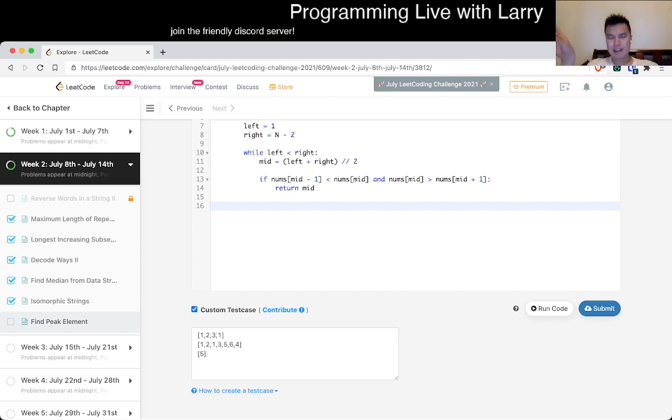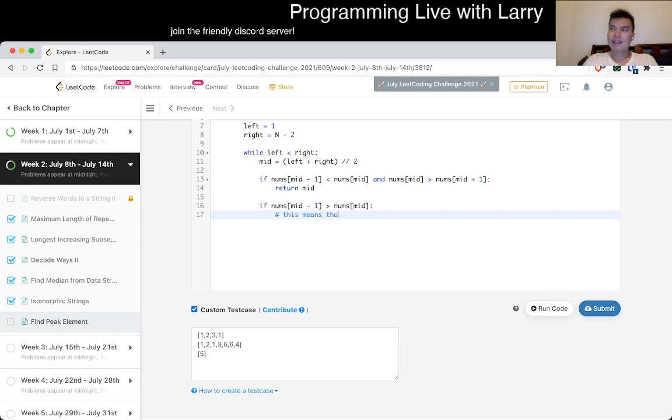Okay, so now we know that that's mid. And now we have two cases. It doesn't really matter, but in this case, what does this mean? This means that to the left there will exist at least one peak, so we can keep that side, the left, right? So that's basically the idea here.